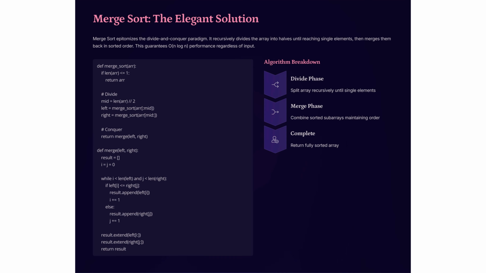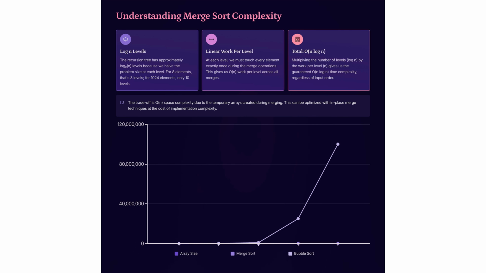Merge sort exemplifies divide and conquer by splitting arrays into halves until single elements are reached, then merging them back in sorted order. This ensures O(n log n) performance. The divide phase recursively splits the array, while the merge phase combines sorted subarrays, maintaining order, resulting in a fully sorted array. Merge sort's complexity is O(n log n) due to its log₂n recursion levels and O(n) work per level.